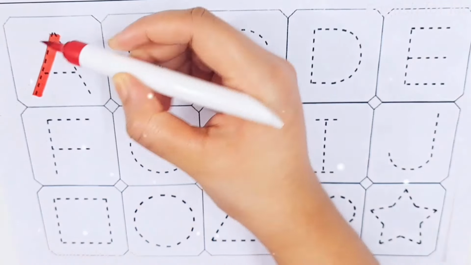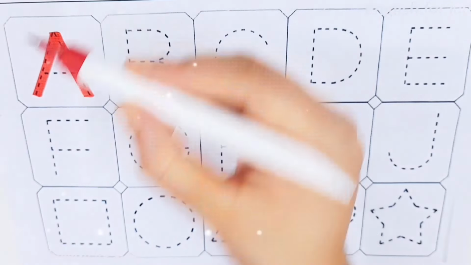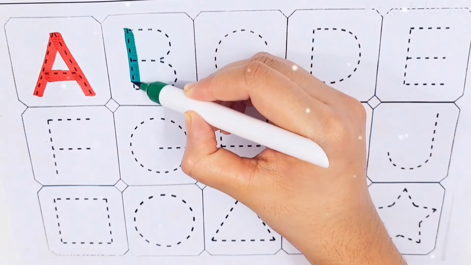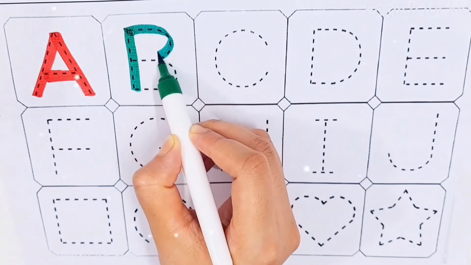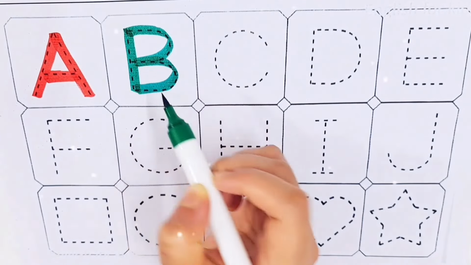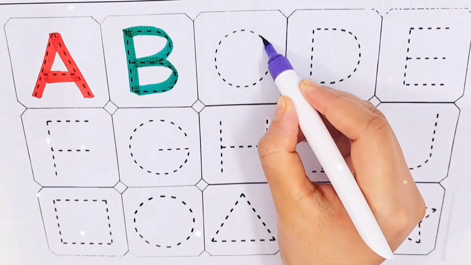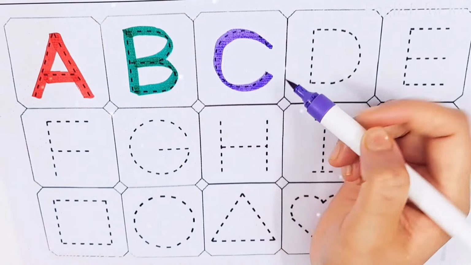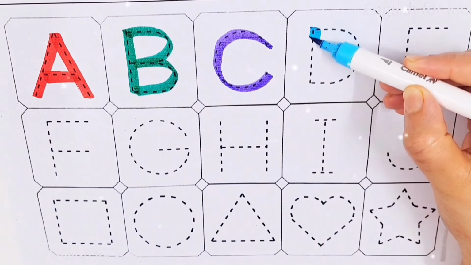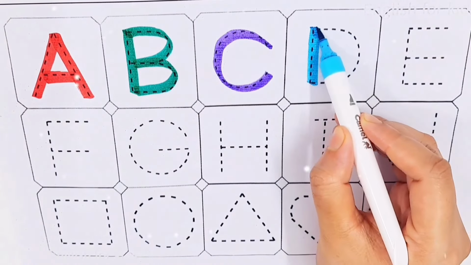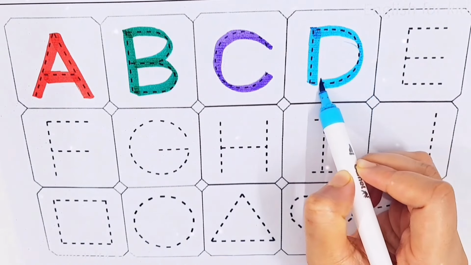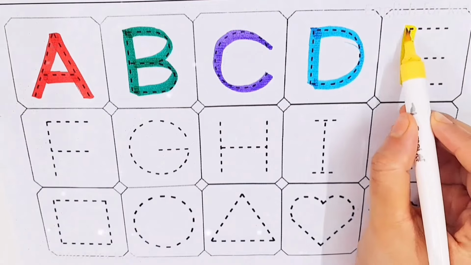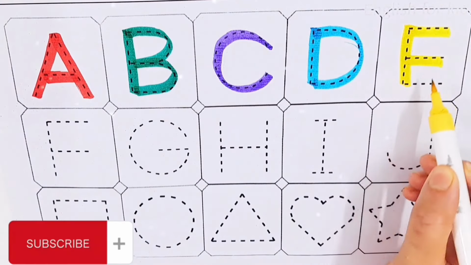A for avocado. B for broccoli. C for cauliflower. D for dragon fruit. E for eggplant.